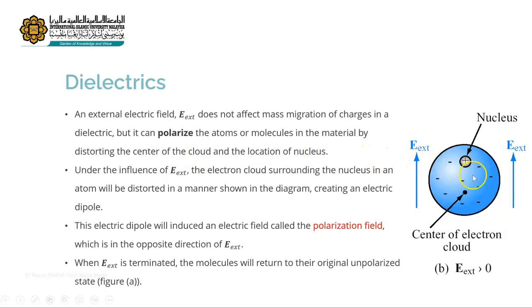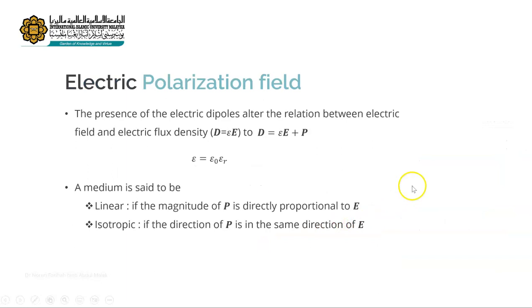So what it can do, if you have these external forces going around, the electron cloud surrounding the nucleus in an atom will be distorted, creating an electric dipole. So it only changes the polarization. So this electric dipole will induce an electric field called the polarization field, which is in the opposite direction of E external.